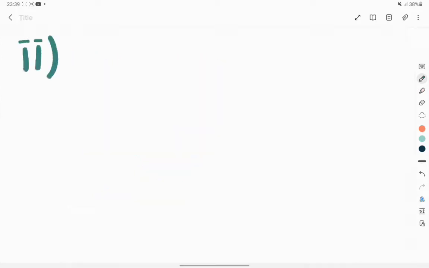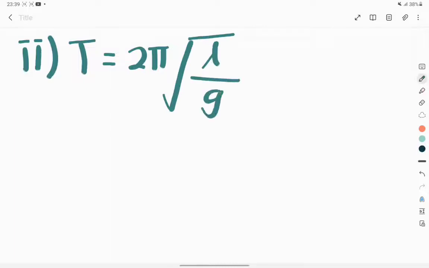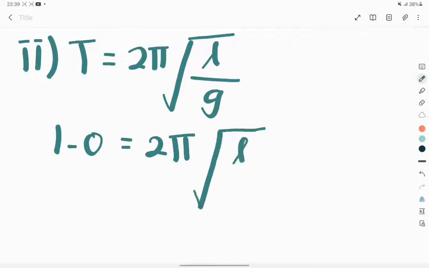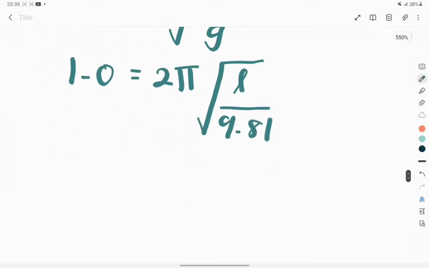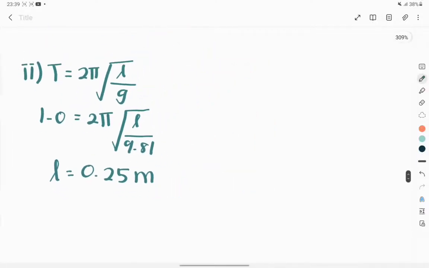For question 2, we use the same formula that we used in question 1. Then we replace the value of T with 1.0 second and gravity 9.81. Lastly, we get the answer length equals 0.25 meter.